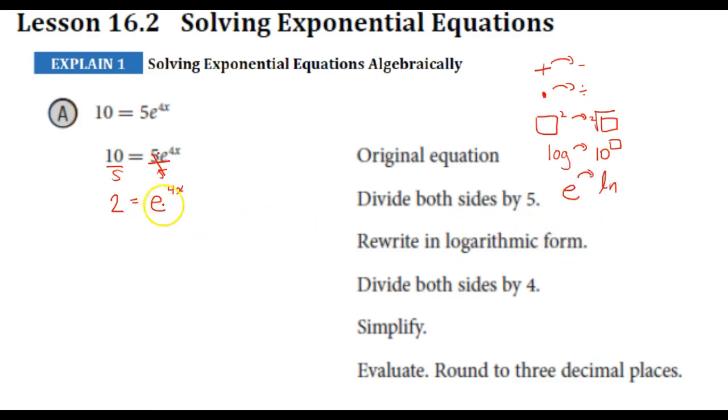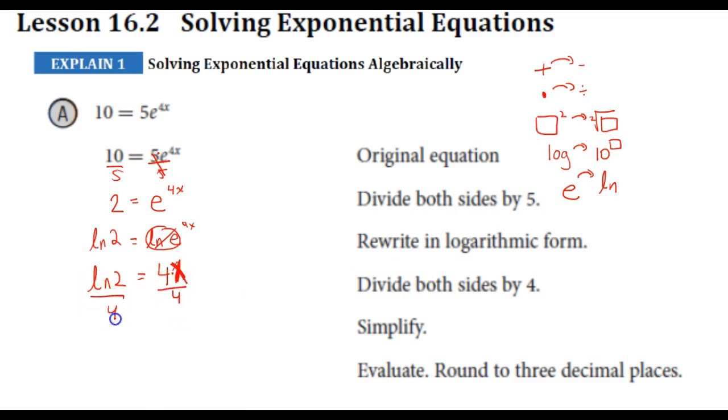So the way we can get rid of this e is by writing ln of e to the 4x power and ln of 2. What this is going to do is cancel this out, and I'm left with 4x equals ln 2. All right, last but not least, we want to get x by itself, so what's the opposite of multiplying by 4?